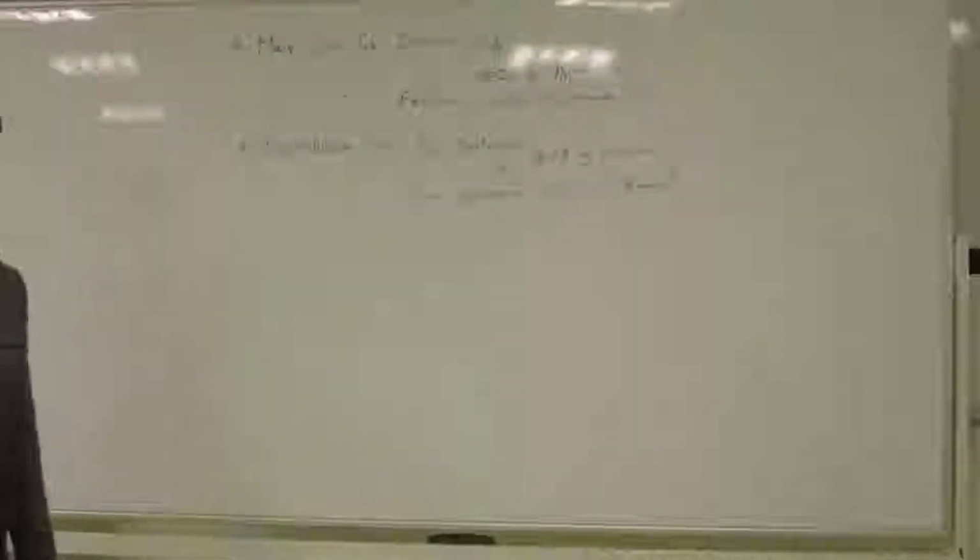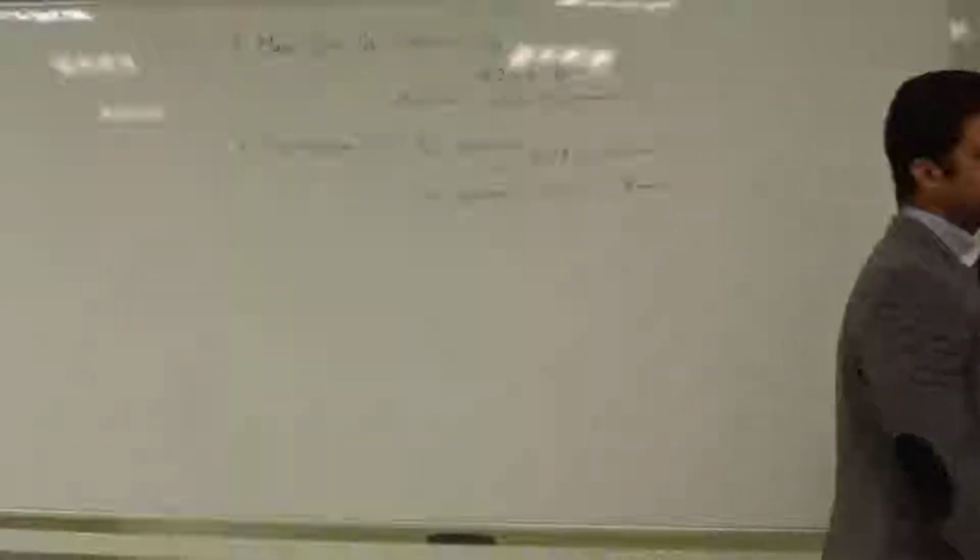Shrinkage steel? The third steel was the shrinkage and temperature steel. This is AS minimum. We already checked it. So we have two steels: one is the main steel and one is the distribution steel. For the main steel we have number 25 at the rate of 120, and for the distribution steel it is number 13 at the rate of 190.